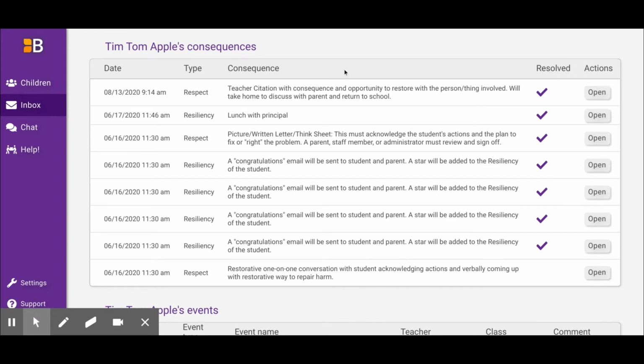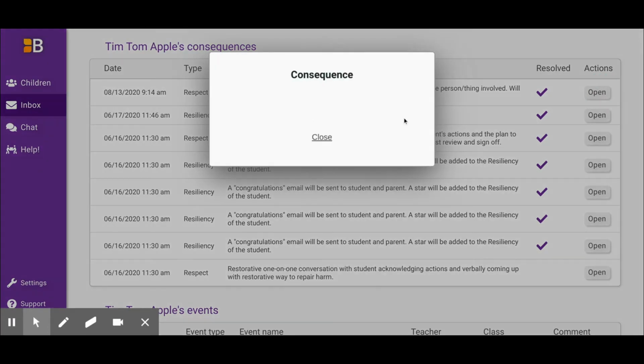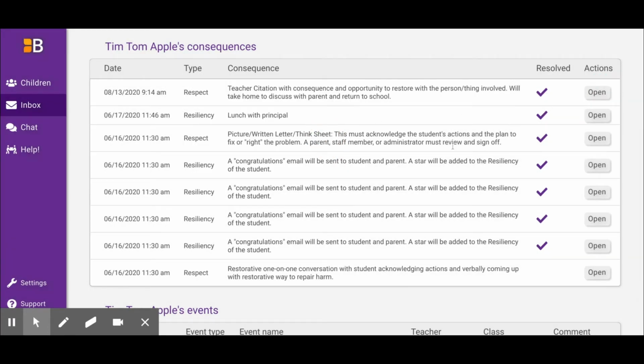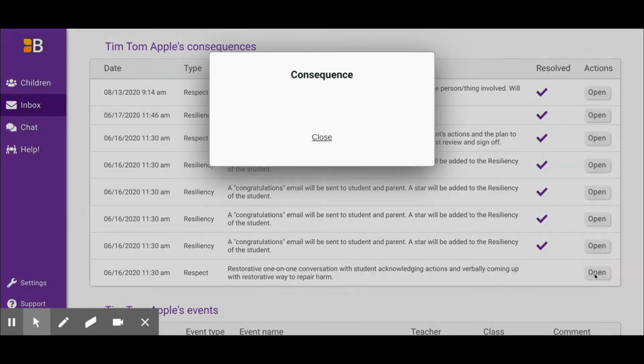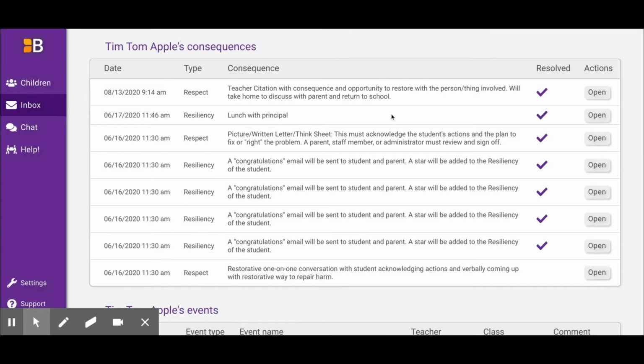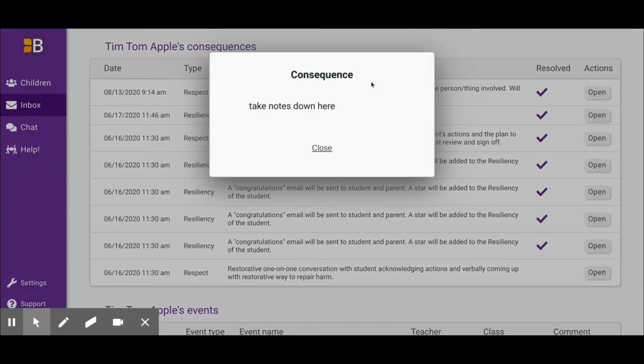I can actually go in here as a parent and open this up, and I can see any documentation that occurs. So when I look down here at something like this, I'll be able to read if there's any comments left by the administrator or by the teacher. This is where the teacher or the administrator would take their notes, and this is where it would indicate to you that your student repaired the harm. They threw food in the cafeteria, and the way that they fixed that was to clean the cafeteria. Anything that did in fact happen during that intervention will be logged right here.